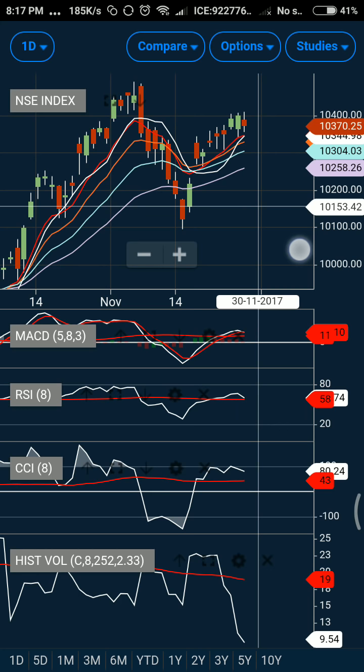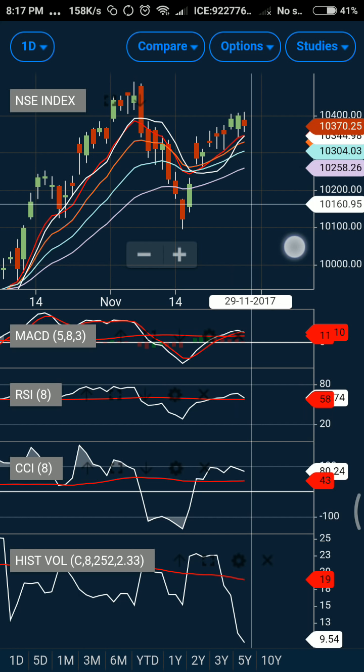I can see 10,250 is the level. I can see a fresh bearish position is created. So market participants are expecting some sort of down move from 10,250 levels. So since the market is trading at 10,370 right now, 10,250 is the broad expectation of the market participants as far as the option chart data is concerned.